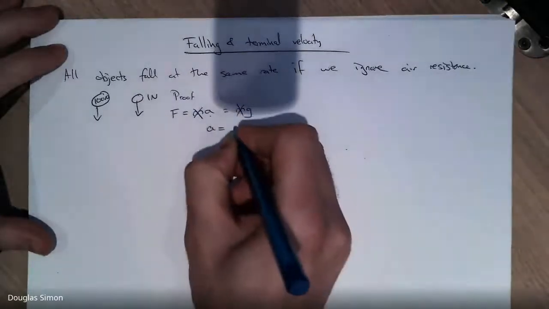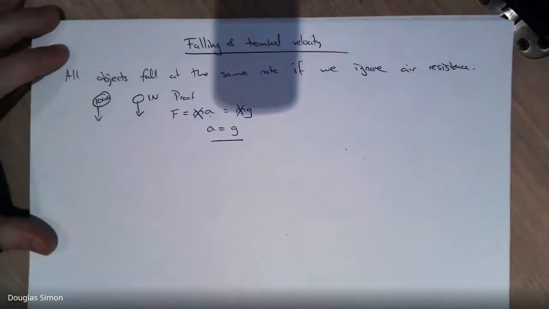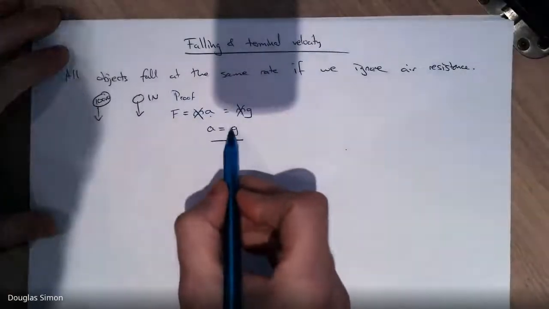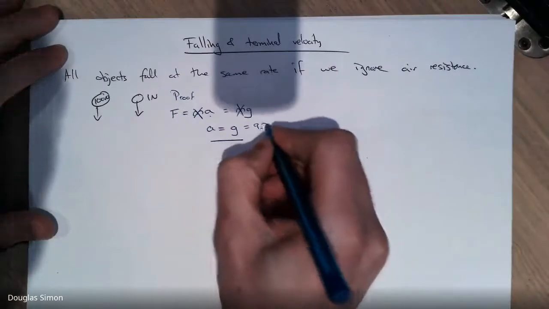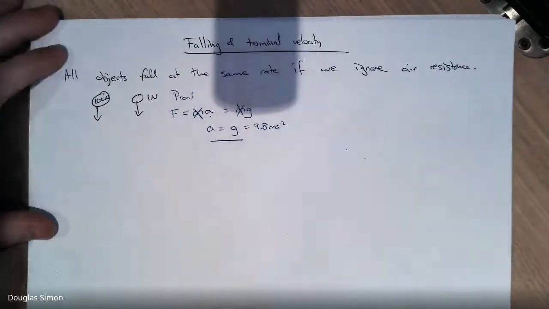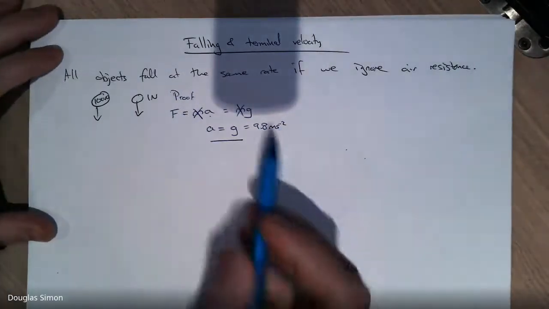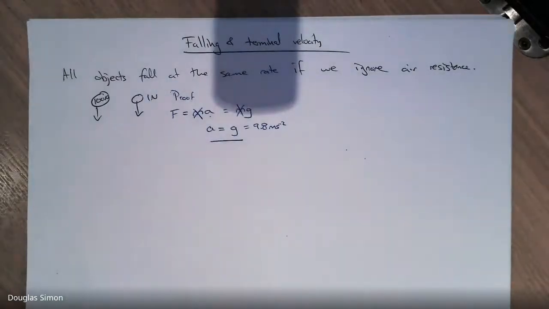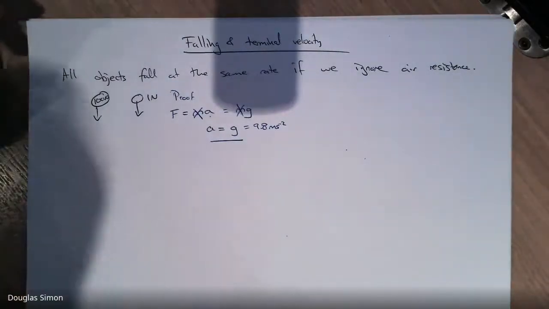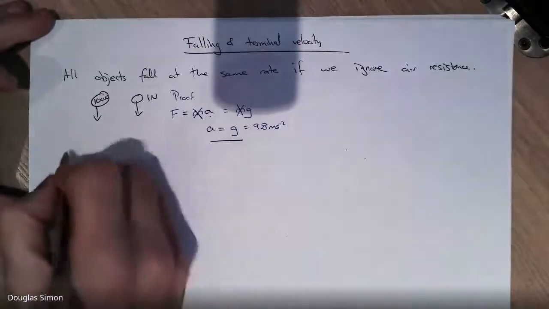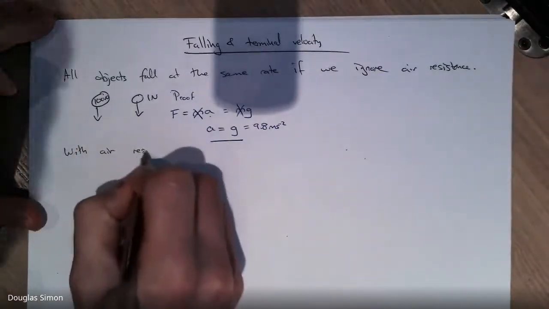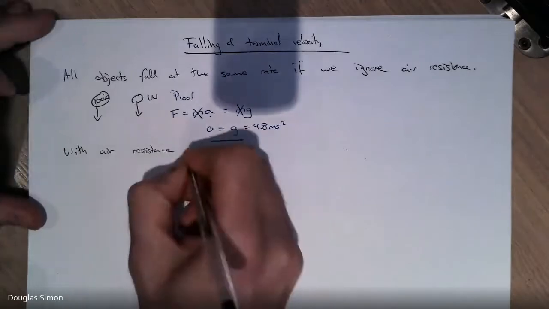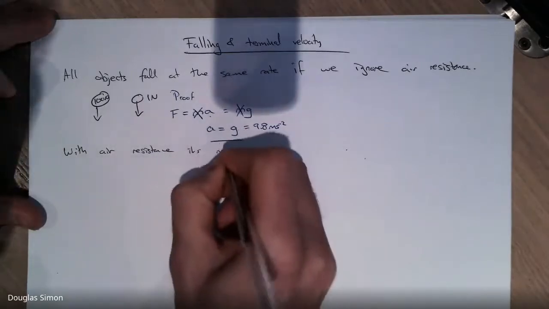So what is the acceleration that is pulling it down? In both of these cases, it's acceleration due to gravity, which obviously is a constant at 9.8 meters per second squared. Right? So everything will fall at the same rate, and you saw that in that video, the hammer and feather on the moon. Okay. With air resistance, it's obviously more complicated.